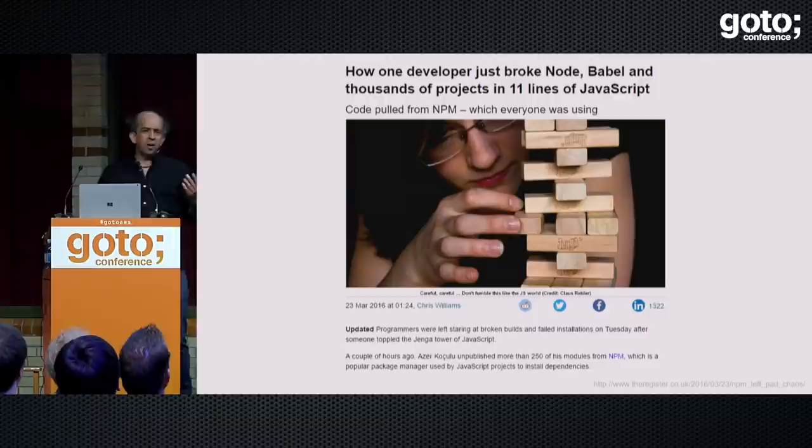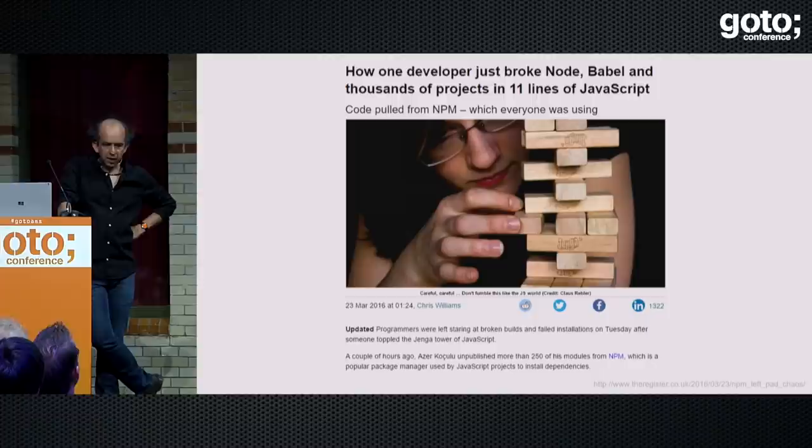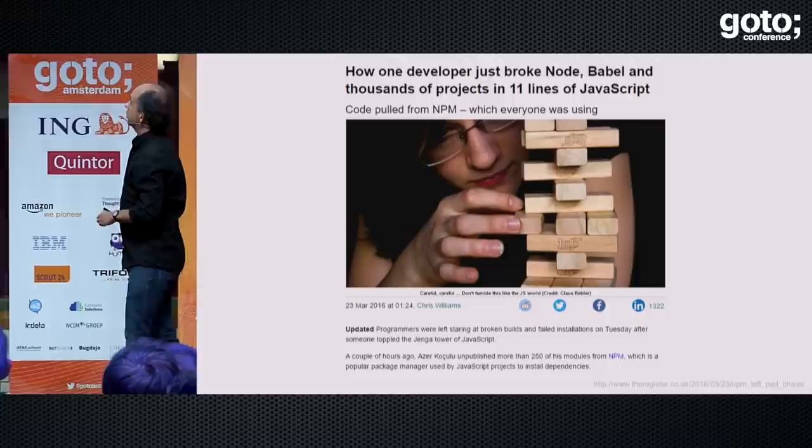So about a year ago, it turns out that a lot of people depended on a few lines of code. For various reasons that I'm not going to go into here, the author of that code pulled his code from NPM, and large parts of the internet stopped working. So let's have a look at this code that is really important.